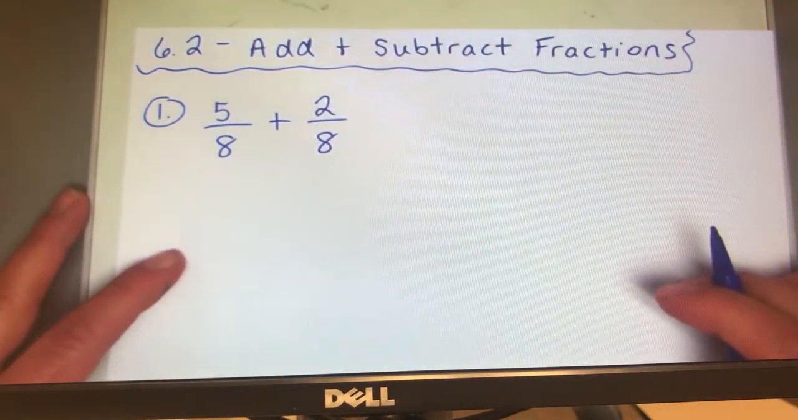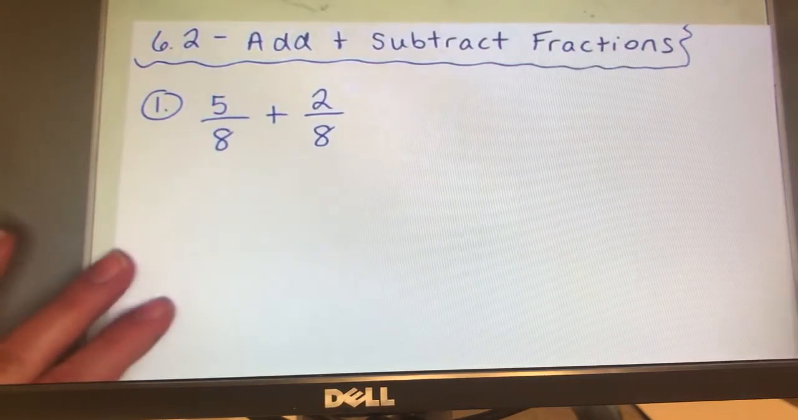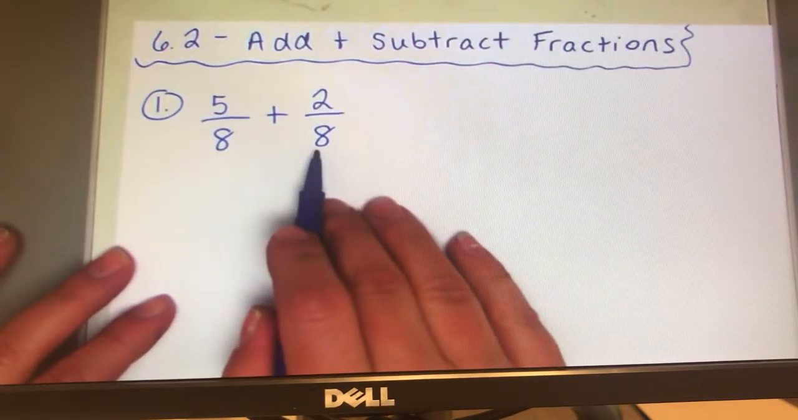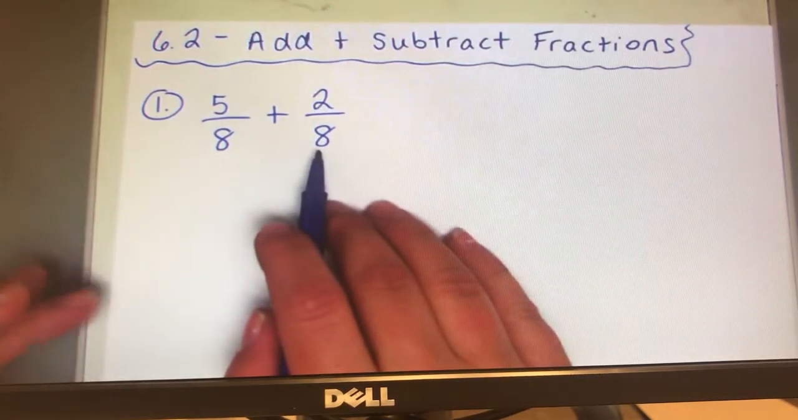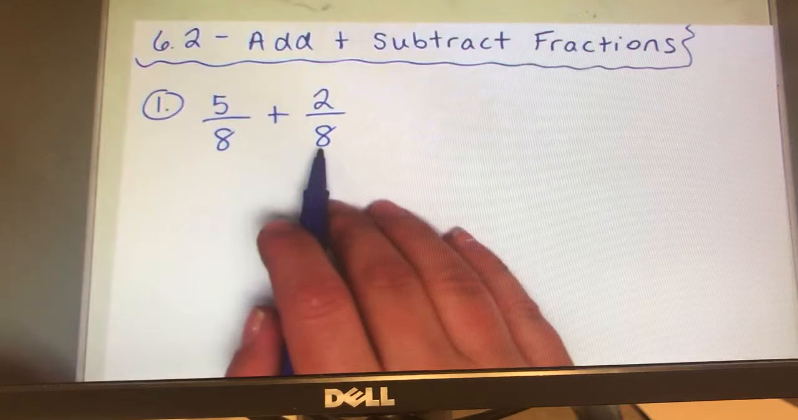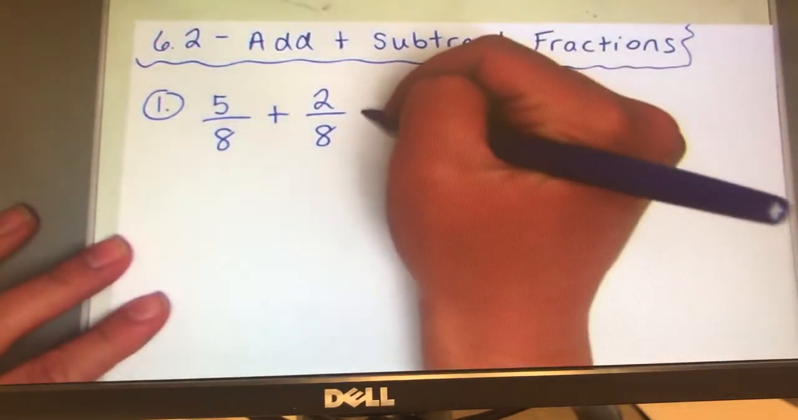All right. First of all, when we're adding and subtracting fractions, we can only add and subtract them if they are like fractions. Two fractions are like if they have the same denominator. So in this case, we see they both are 8ths, which means they're both the same type of fraction. So we can add them together. When we add and subtract like fractions, we only add the numerators and the denominator will stay the same. The denominator is just telling us what kind of pieces they are.